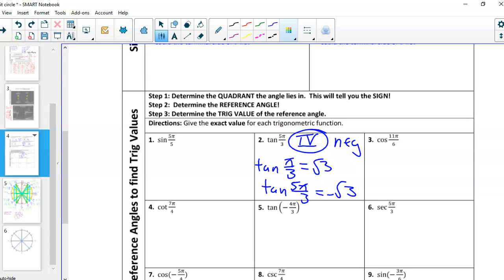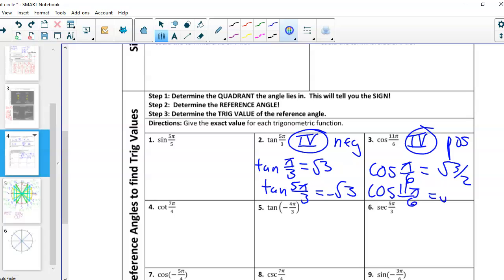11 pi over 6 is in which quadrant? 4. Is cosine positive or negative there? Positive. What is cosine of just pi over 6? Positive root 3 over 2. So cosine of 11 pi over 6 is just going to be positive root 3 over 2. If that helps you see where it would lie, see if it's positive or negative, and then find it, do that. But if you know cosine of 11 pi over 6 is root 3 over 2, put that. You don't need to do all of that if you know it.